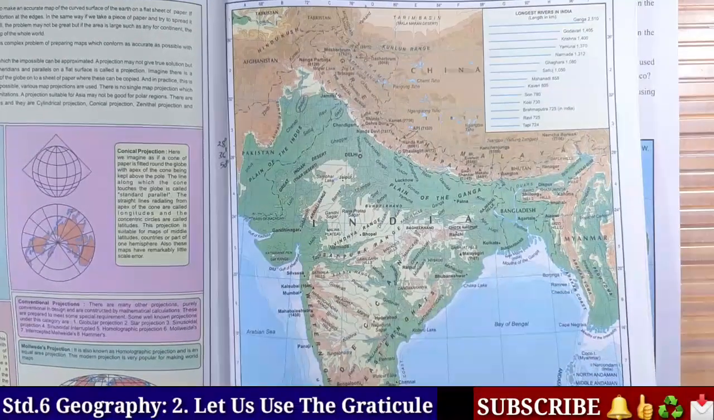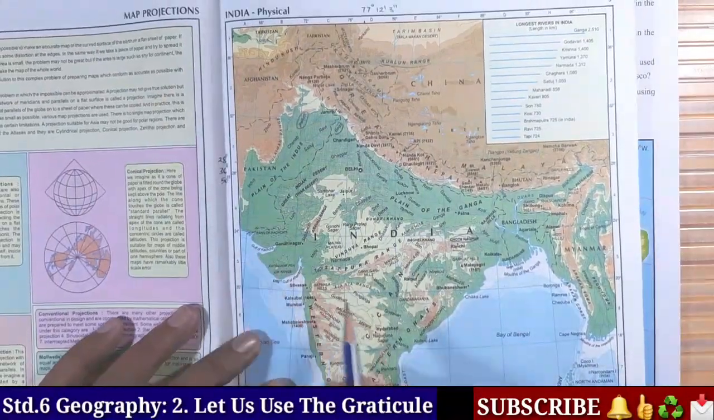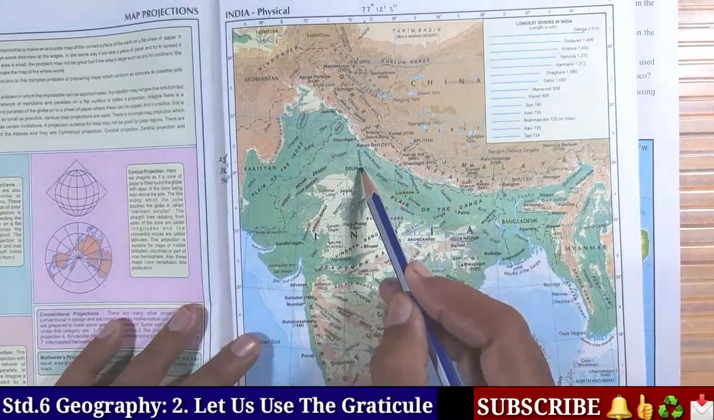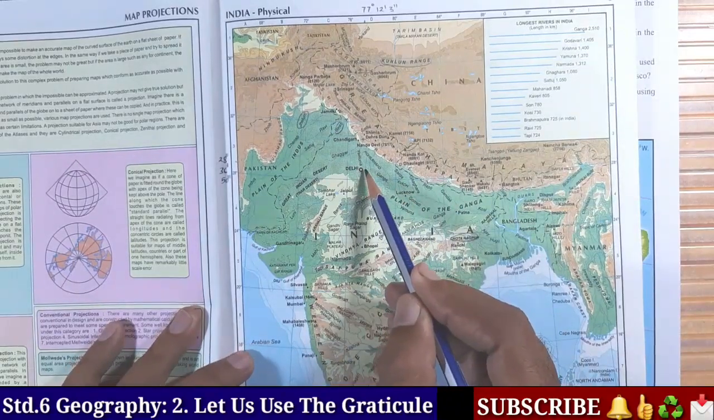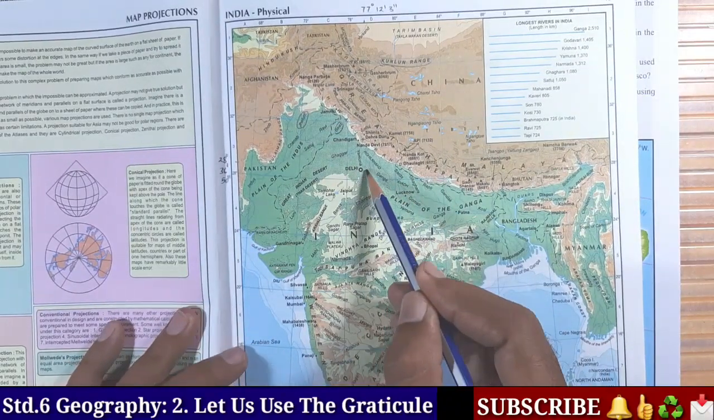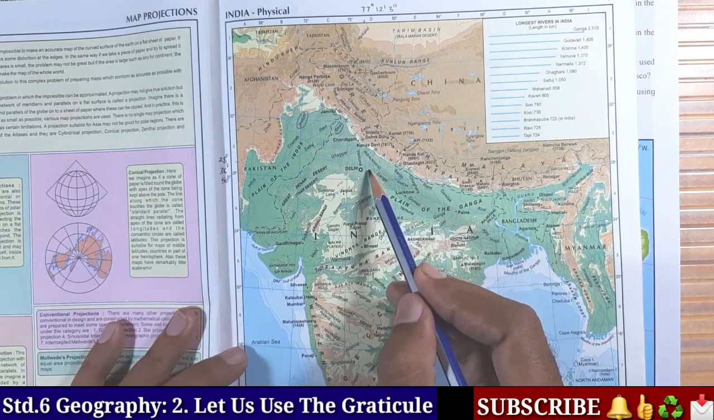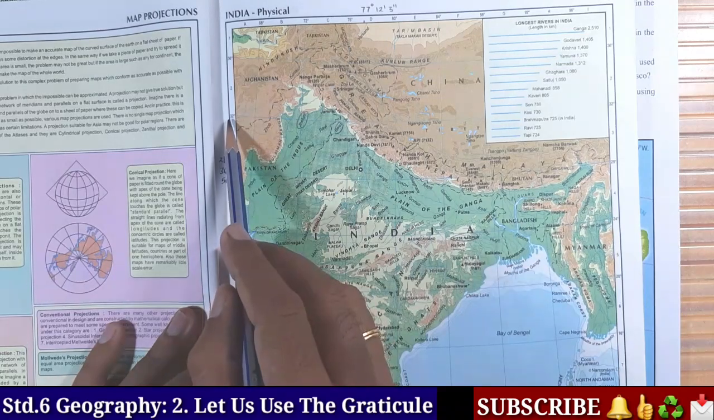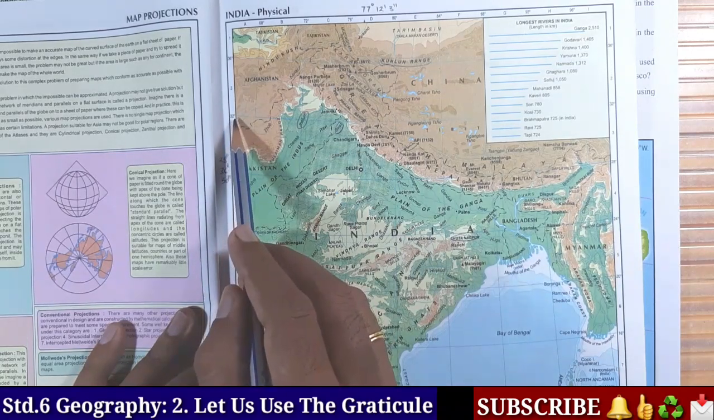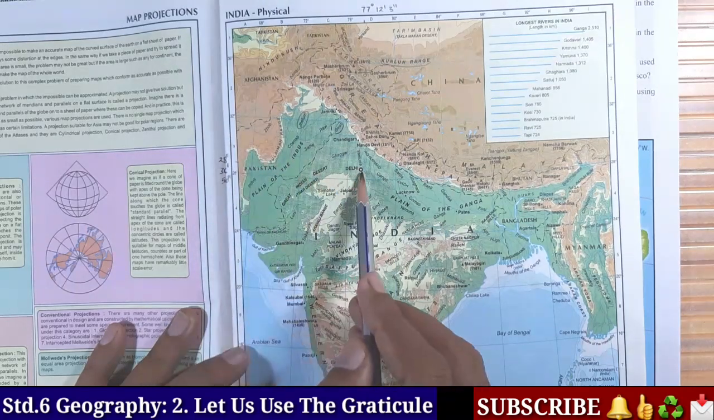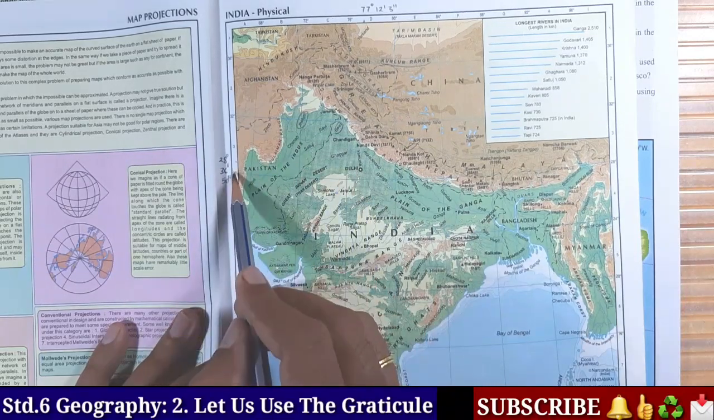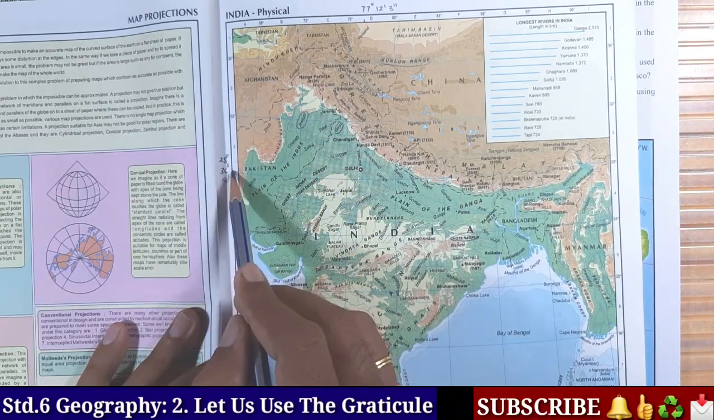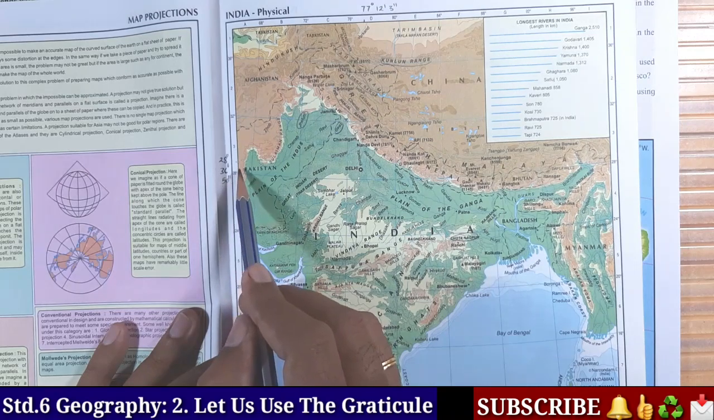It is the map of India. See students, where is Delhi? Delhi is located here. Okay, can you see? Yes, here Delhi is located. To know Delhi, one parallel has been used, that is, see here, this is 28 degree and this is 32 degree north. Okay, and in between these two parallels Delhi is located. So it can be measured as 28 degree 36 minute and 50 seconds.